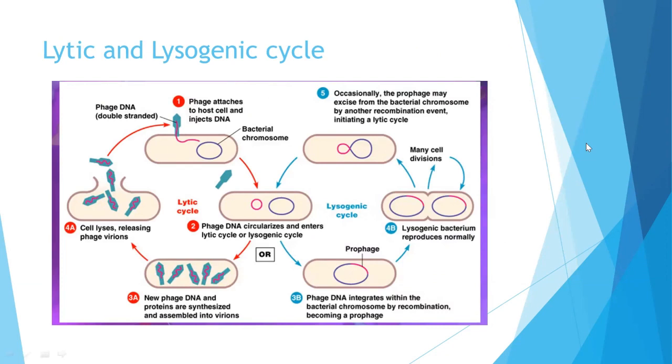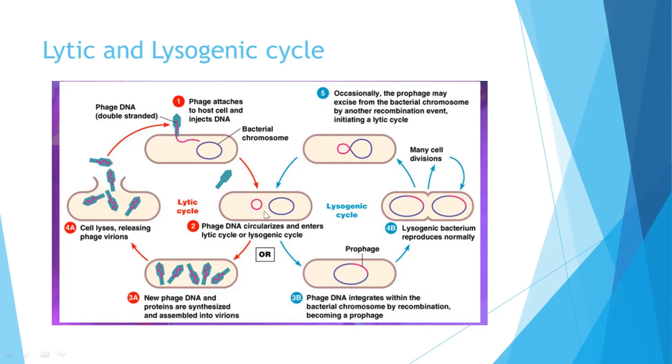Now, there is the very important concept of the lytic and lysogenic cycles of the virus. First, let's talk about the lytic cycle. The phage attaches to the host cell and injects its DNA into the bacterial or host chromosome. Then the phage DNA circularizes and enters either the lytic cycle or the lysogenic cycle. In the lytic cycle, new phage DNA and proteins are synthesized and assembled into virions, which are the multiplied copies of the virus, and then the cell ruptures. When the cell ruptures, these daughter virions are released. Then again, they can go on to act on other cells.